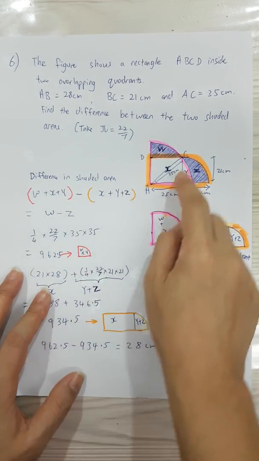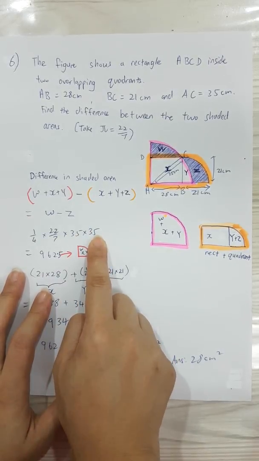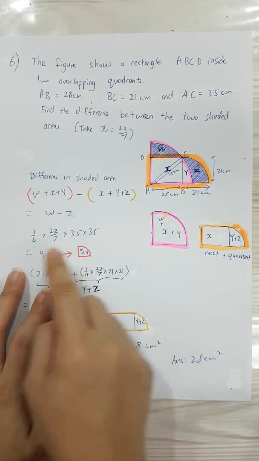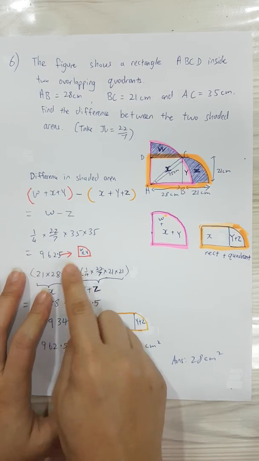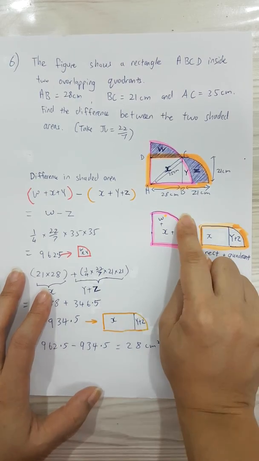So first step, big quadrant, pi r squared. Remember to identify the correct radius. So you times a quarter to get your quadrant. Once you have found this, this will be your quadrant.